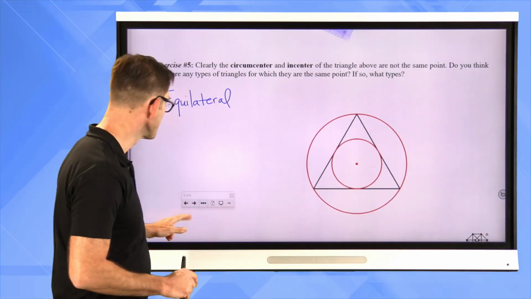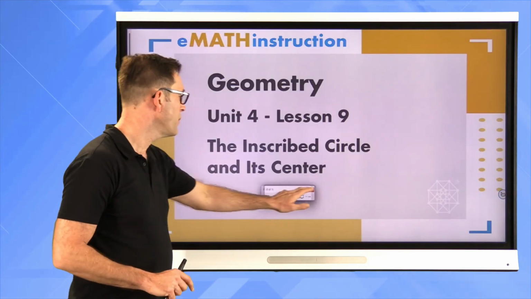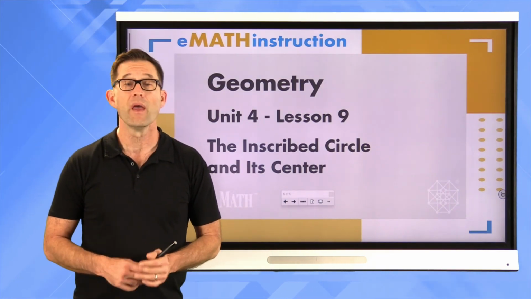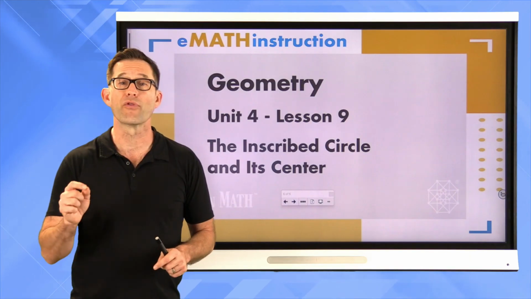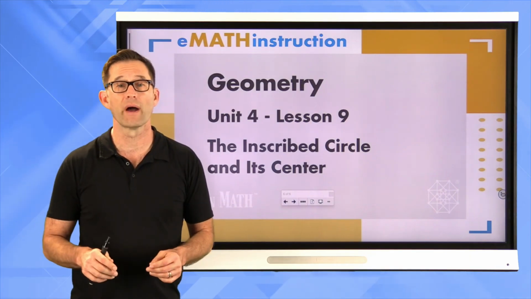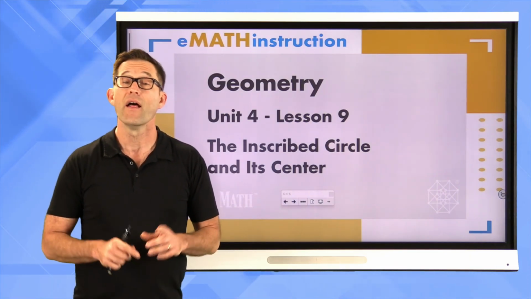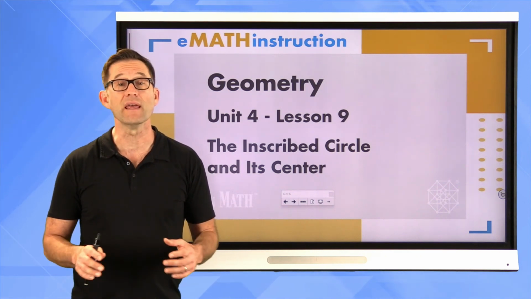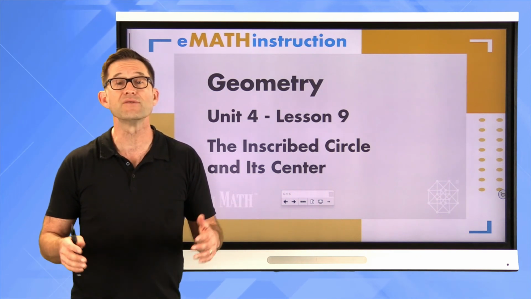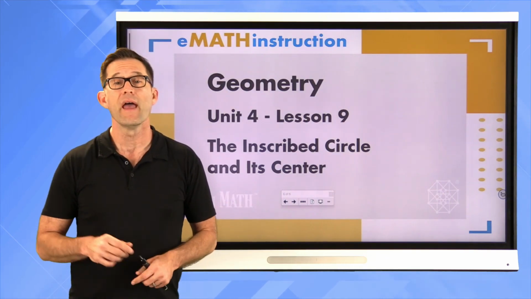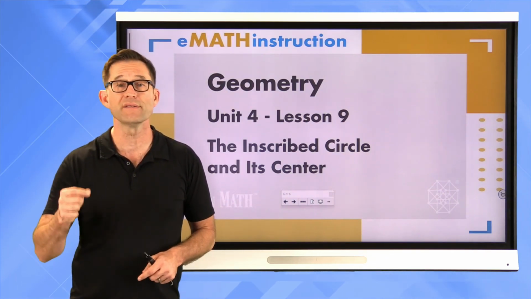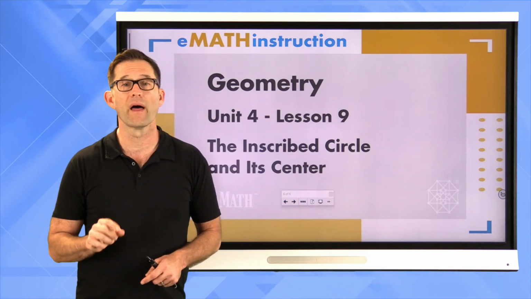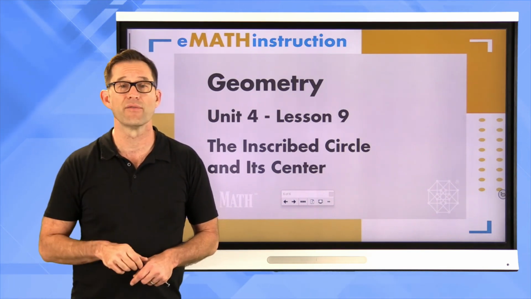All right, let's wrap this one up. So today we saw a second type of point of concurrency called the incenter. And the incenter is located where the three angle bisectors of a triangle all intersect. That intersection point gives rise to a very special circle known as the incircle or the inscribed circle. The inscribed circle is simply a circle that is tangent to all three sides of the triangle and always lies inside of the triangle.